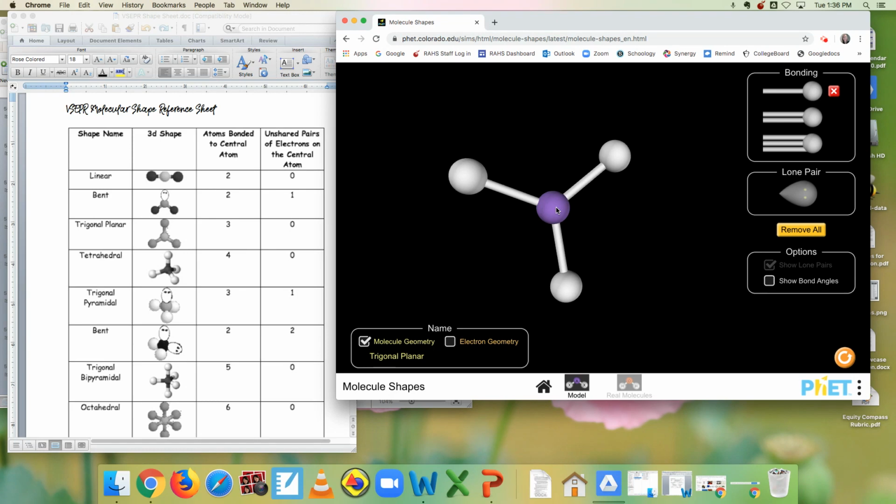All right. Well, what if, let's go down to here, trigonal pyramidal. If I keep my 3 atoms bonded to the central atom, but now I put a lone pair on it?